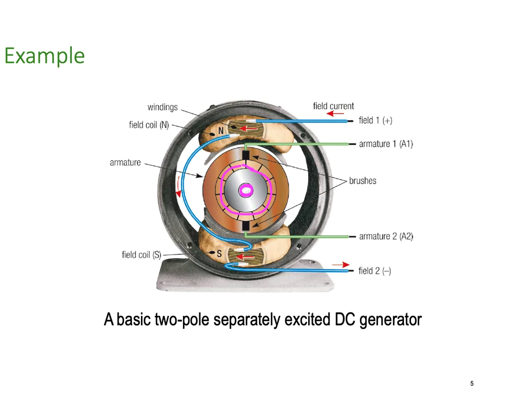The commutator connects, of course, to the armature. So this is our armature out here. And then we have brushes which connect the armature winding via the commutator to the outside world. So here we go to the outside world. So there's the armature.